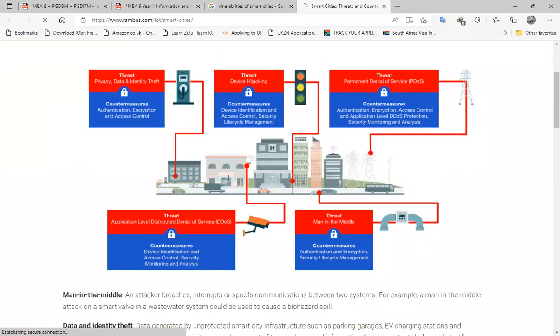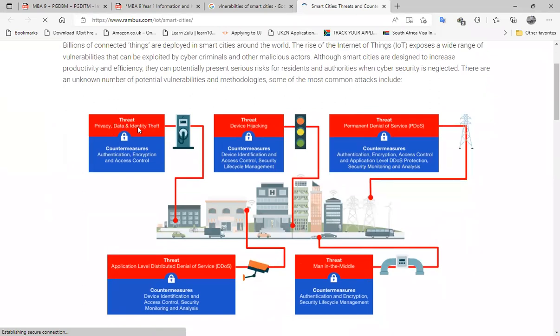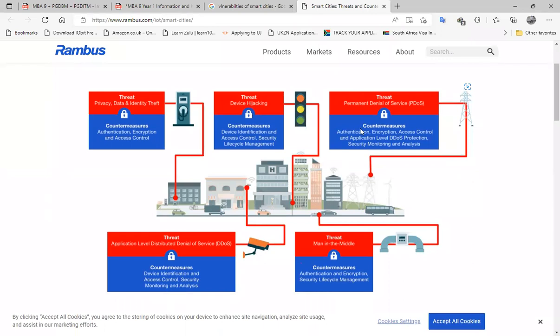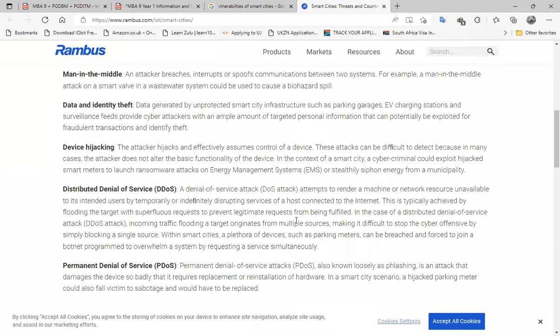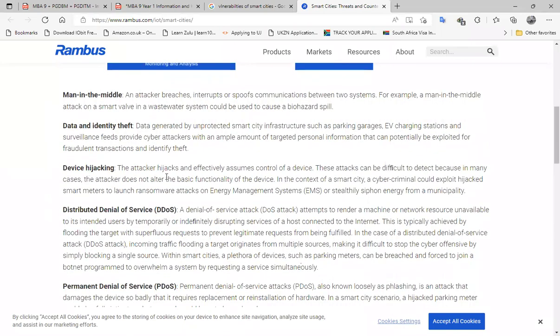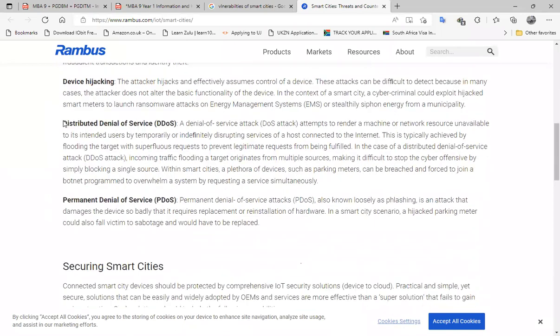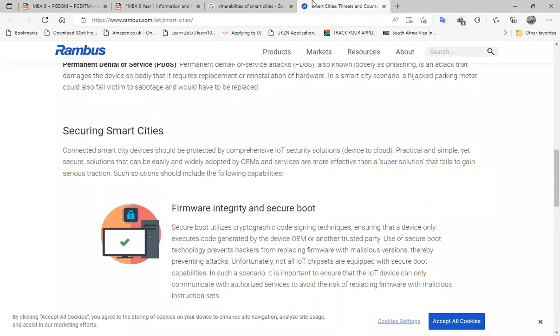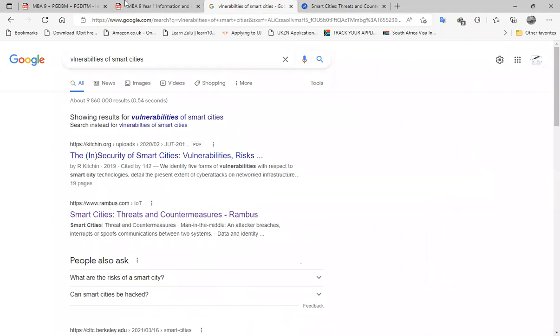All right, so can you see? There's what they call identity theft, device hijacking. This is hacking, right? Denial of service, DOS. There are so many. Here they explain what the man in the middle is, what identity theft is, what hacking is, what DOS is, and so forth. So I just wanted to show you that it's fine.